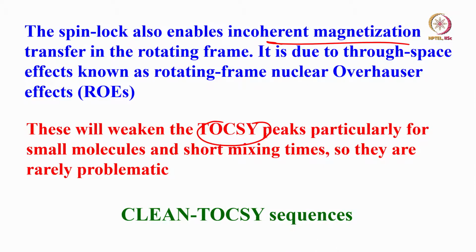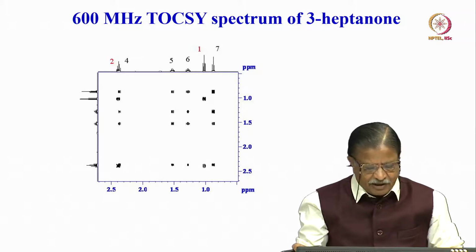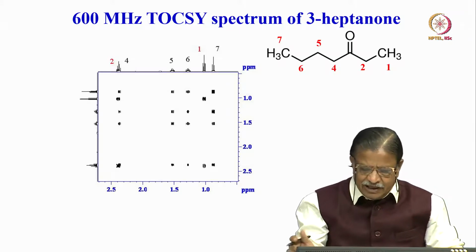Over the years, a number of TOCSY sequences have been improved. They are called clean TOCSY sequences. Okay, that has been improved. So now we will look at the 600 megahertz TOCSY spectrum of a simple molecule, 3-heptanone, and this is what it is.